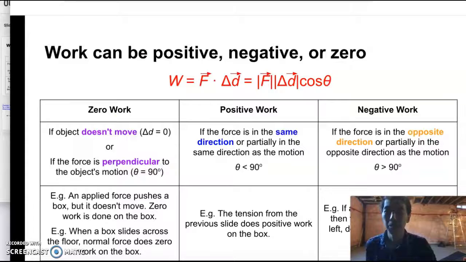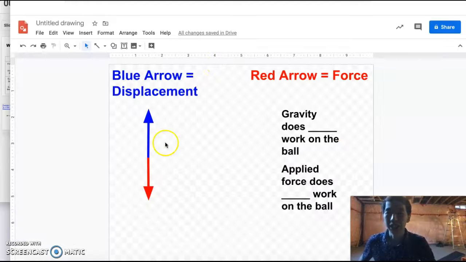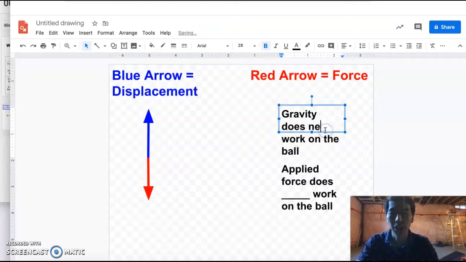So going back to the table, which category does 180 degrees fall under? Well, it falls under the greater than 90 section. So the answer for gravity is that it does negative work on the ball. Another way to look at it, I've written in words here: if the force is in the opposite direction as the motion, then it's negative work done. And yeah, the motion is one way and gravity was the opposite way. So gravity does negative work on the ball.